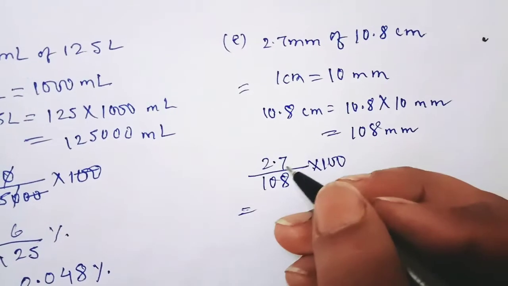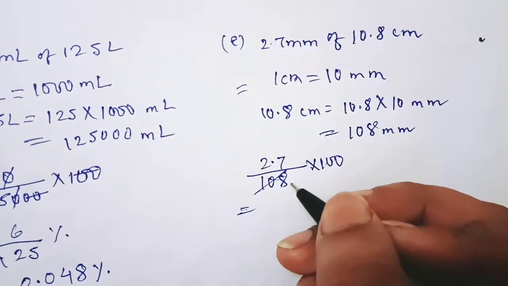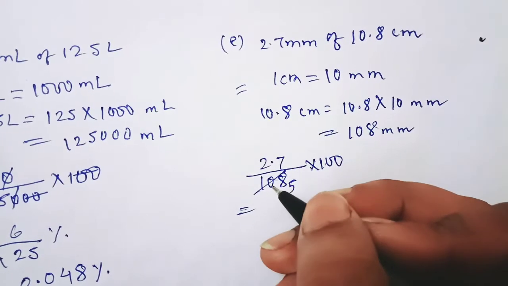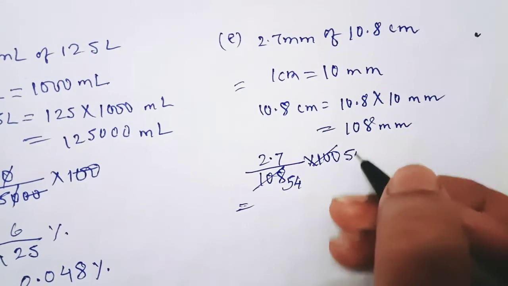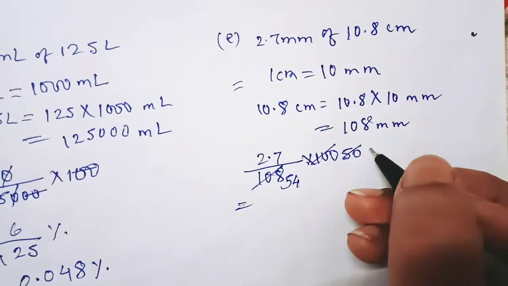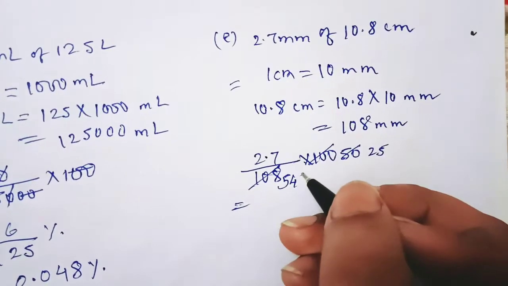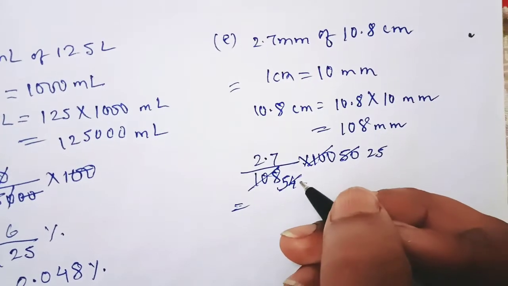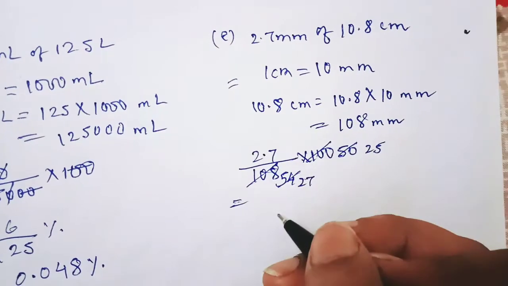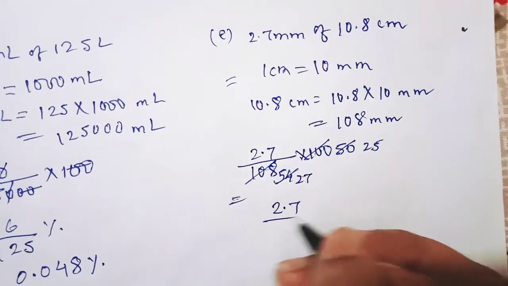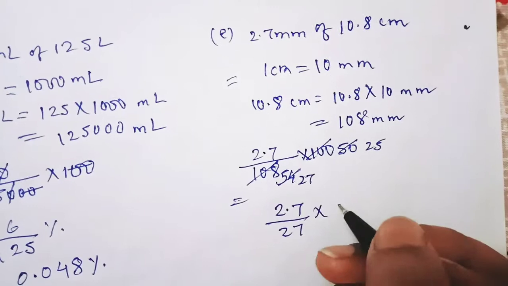Now divide this by 2. 2 5 is 10, 2 4 is 8, now it is 50. Again divide it by 2, it is coming 25. And 108 divided by 2 twice will be 27. Now let's see this 2.7 by 27, and it is 25.